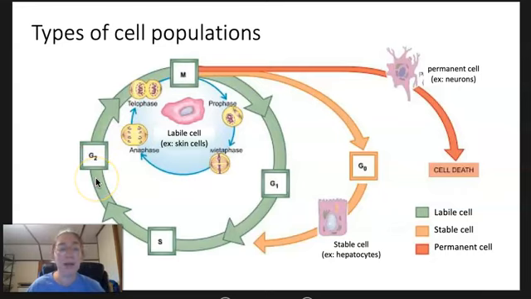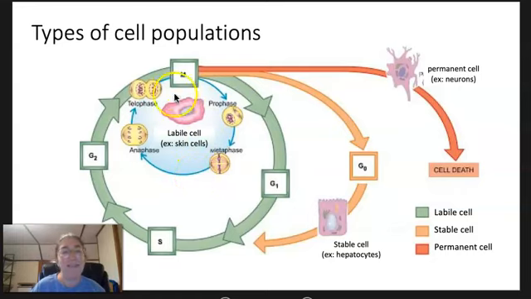And same thing with your blood. It's why you can donate blood, because you will make more blood cells from your bone marrow. In the bone marrow there are a lot of hematopoietic stem cells. That's a labile population.